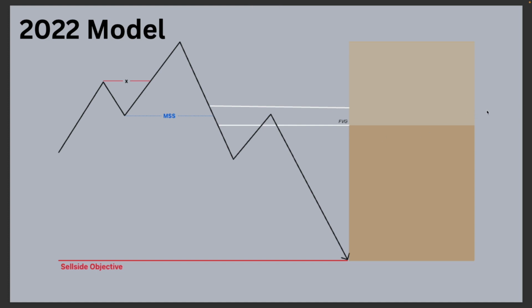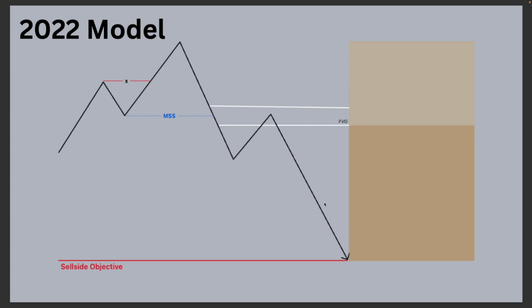So first, just to set the framework of this video, I'm sure most of you watching this are familiar with the 2022 model that ICT has taught, but we have the classic buy-side liquidity purge, and of course this is an example for a short setup. We have the liquidity purge, and then we have the market structure shift, so the displacement, and then the silver bullet 2022 model is the entry in this fair value gap targeting our sell side objective.